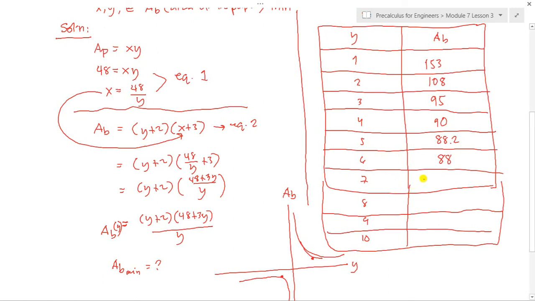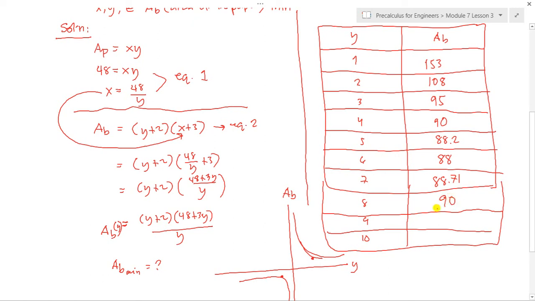This is 88.71. So, inyo nabantayan, gikan siya 88.2 niya, may 88 siya niya. May 88.71 na siya. Diba? Then, pag 8 na pod, pag 8, so, that is 8 plus 2 is 10 times 48 plus 8 times 3, 24, divided by 8. The answer is 90.